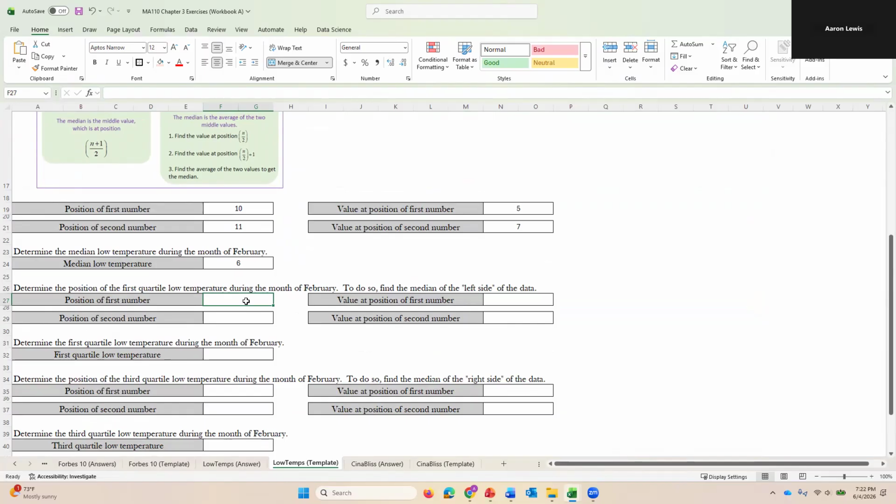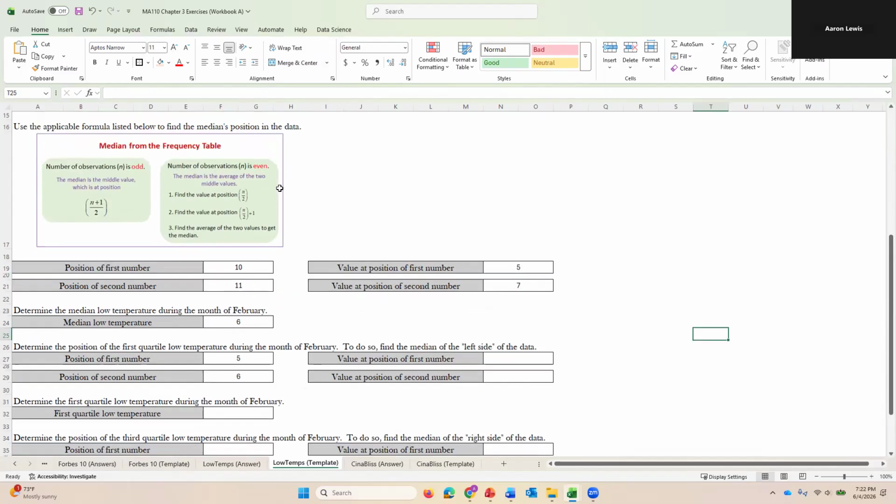So the position of the first number is n divided by 2 right there. So equals 10 divided by 2. And that is going to be 5. And then over here, n divided by 2, which we know to be 5, plus 1, well, 5 plus 1 is 6. So for the left side of the data, I have to find what is the fifth number in the order, what is the sixth number in the order, and eventually I'll find the average of those two and declare that to be my first quartile.